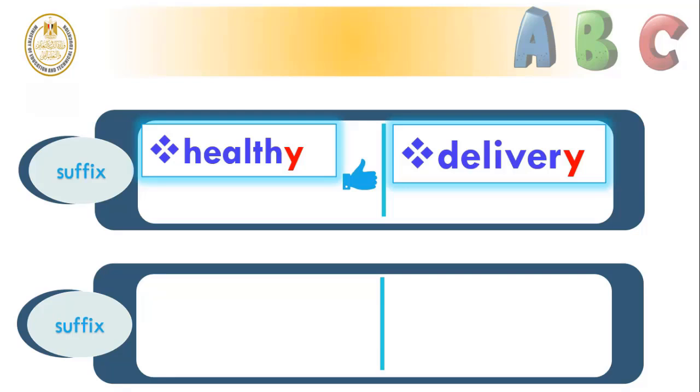Next, healthy. We add y to the word health to change it into adjective. Healthy, صحي. Deliver, delivery. Deliver a verb and delivery. We change the verb into a noun. Delivery, التوصيل.